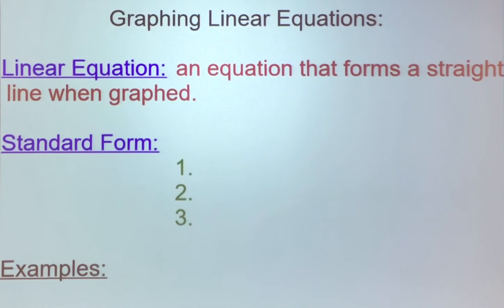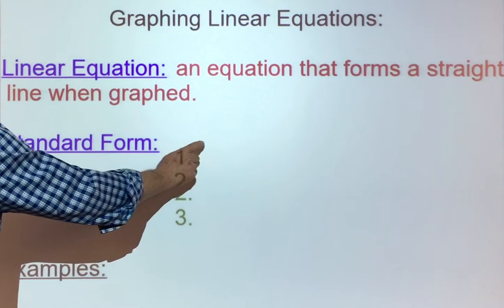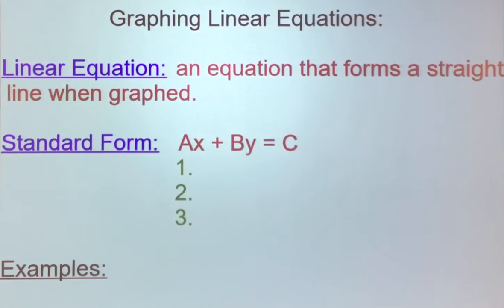Standard form is just one way of writing a linear equation. You may remember slope-intercept form from last year, but let's talk about standard form. Standard form is when an equation is written in this format: ax plus by equals c. So a is the coefficient of x, b is the coefficient of y, and c is our constant.